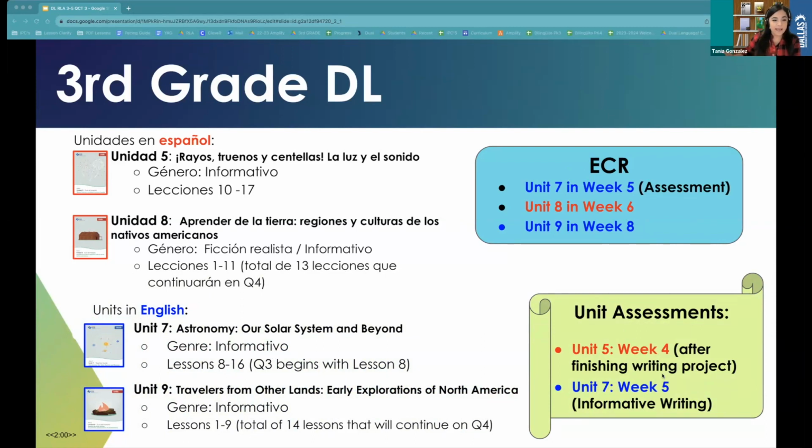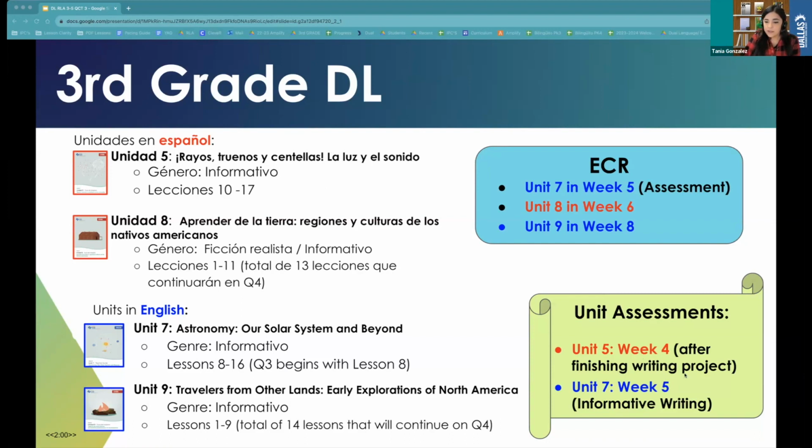And we have a total of 17 lessons in Unit 5. So what we will do is that we will begin the writing project, which is from lesson 14 to lesson 17. And then after you finish the writing project in lesson 17, you can now do the assessment for Unit 5. Okay, that's a little bit different than what Amplify suggests.